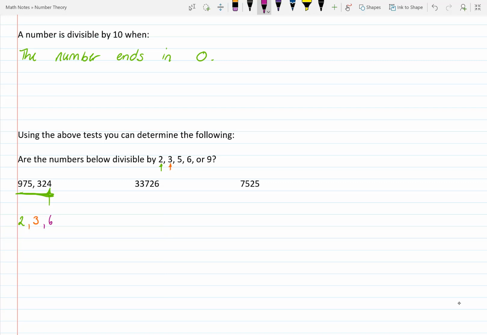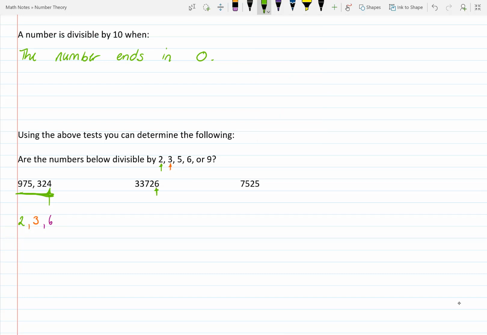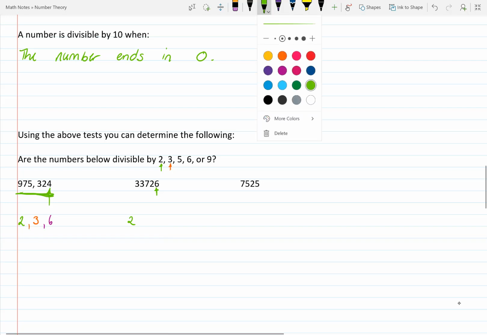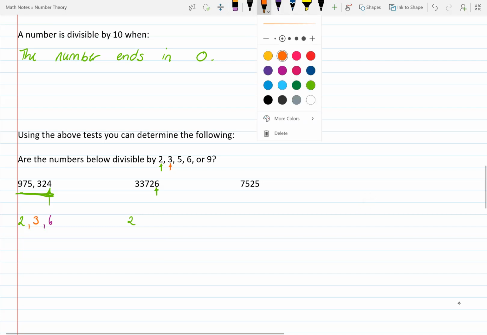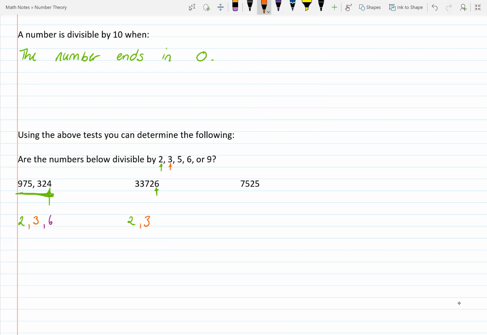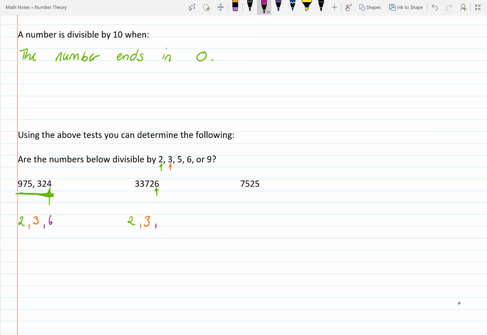33,726. Well, we know that the last digit is even, so it is divisible by 2. Now, let's add up the digits. 3 plus 3 is 6, plus 7 is 13, plus 2 is 15, plus 6 is 21. So we know that this number is divisible by 3. Does the number end in 5? No, it does not. So we know it's not divisible by 5. It is divisible by 2 and it is divisible by 3, which means that it is divisible by 6.